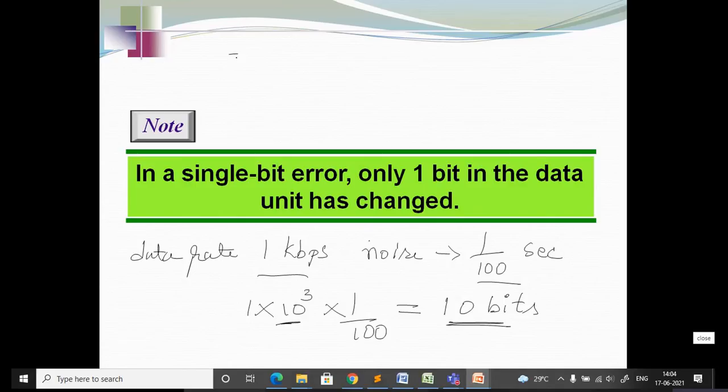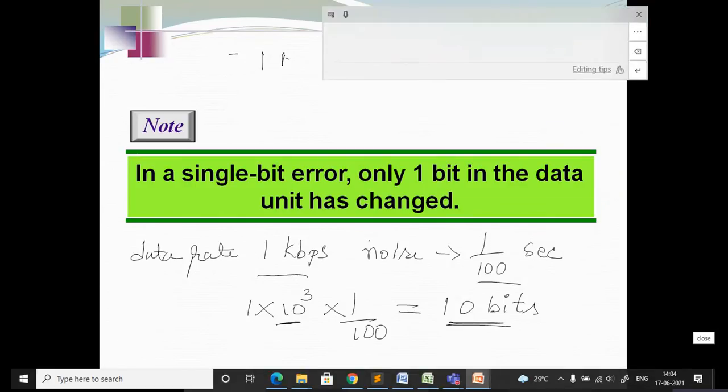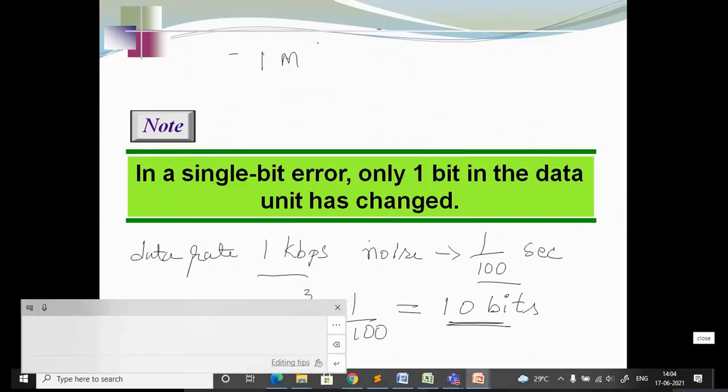Similarly, you can calculate. You just tell me the answer. If the data rate is 1 mbps, these are just basic things you need to know. I will consider the same noise rate and change only the data rate. Noise rate 1 by 100 seconds. Can you tell how many bits got affected?